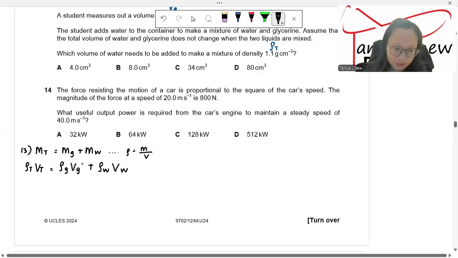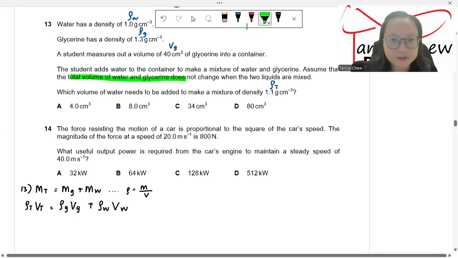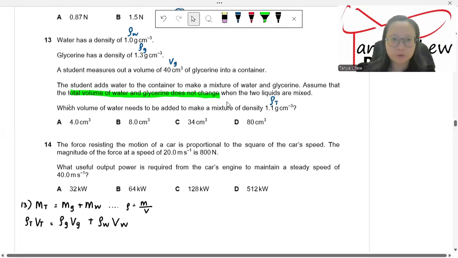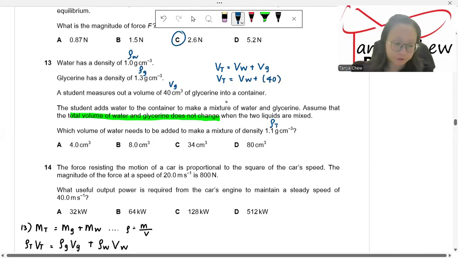Done with that. And then, okay, remember they told us that the total volume of the water and the glycerin does not change when the two liquids are mixed, right? So I know that the total volume is equal to the volume of the water plus the volume of the glycerin. Therefore, the total volume is equal to volume of the water plus 40. I just add 40.